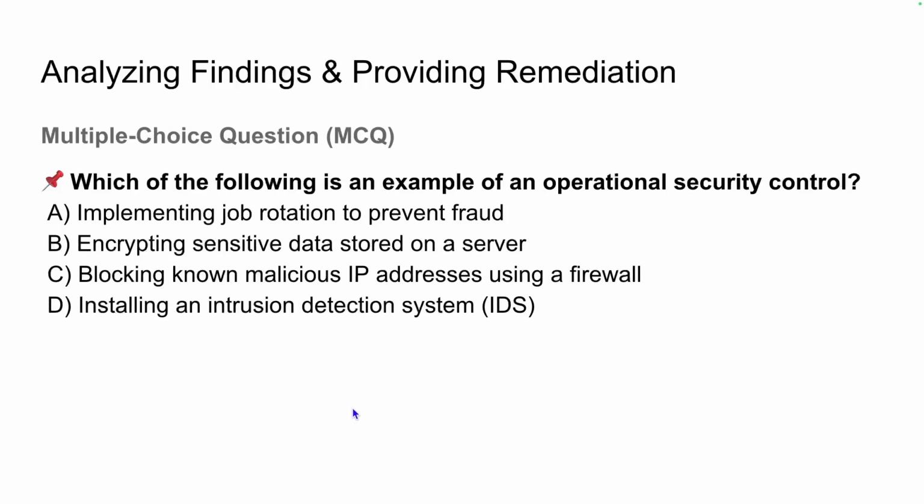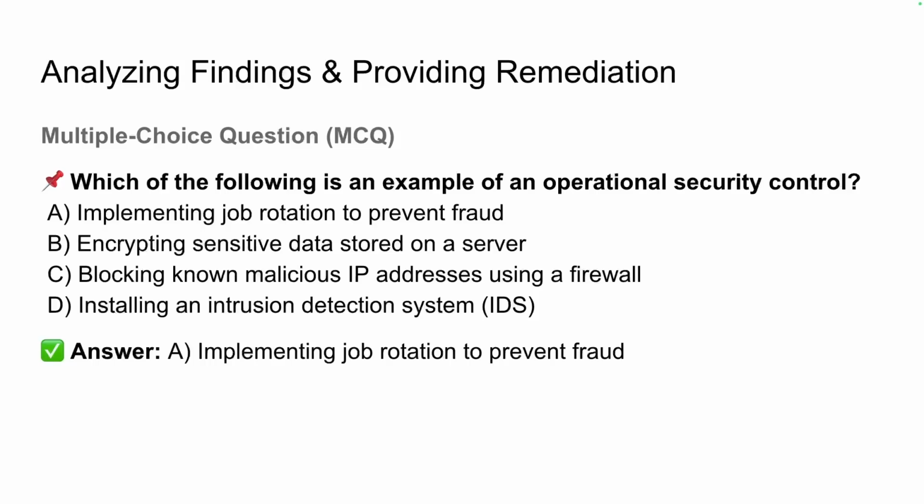Which of the following is an example of an operational security control, right? So this is how the business operates, the day-to-day operations here. So implementing job rotation to prevent fraud, great. Encrypting sensitive data stored on a server. I think that's a good thing to do, but it doesn't fall under operational security. Blocking known malicious IP addresses using a firewall, that's also not operational security. Installing IDS, not operational. So A would be the answer. All of these things are good things to do. It's just that they don't fall under operational. So A would be the answer here.